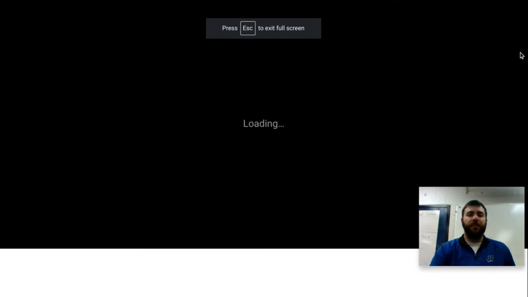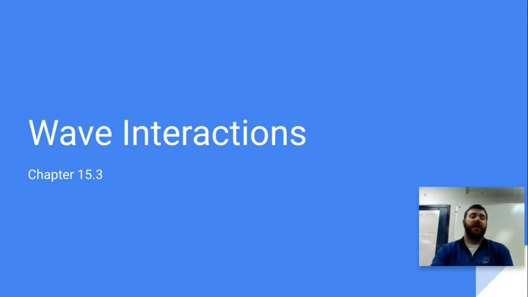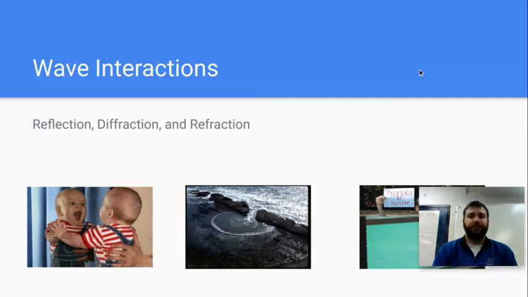All right, so we're going to go ahead and move on to lesson 3. We've done waves, what they are, and wave characteristics. Now we're getting into wave interactions. The three real wave interactions that we're going to look at are reflection, diffraction, and refraction.